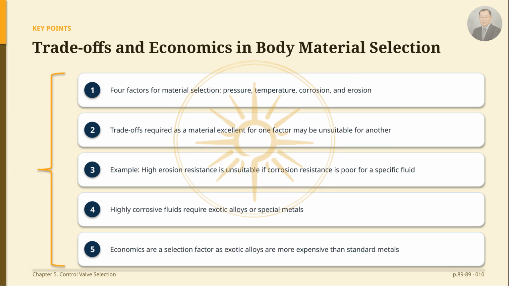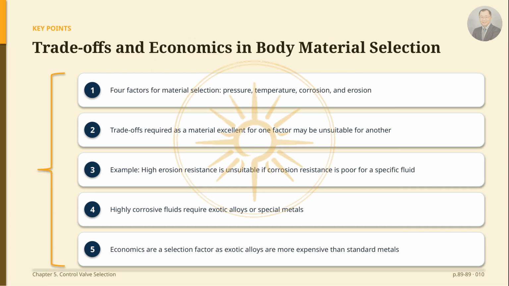I will now discuss the trade-offs and economic considerations when choosing a body material. Since it is not easy to find a material that satisfies all 4 factors, pressure, temperature, corrosion, and erosion, a compromise is often necessary. For example, even if a material has excellent erosion resistance, it may not be suitable for a specific application if its corrosion resistance is poor when handling a particular fluid. Some service conditions require the use of exotic alloys or special metals to withstand the strong corrosive properties of the fluid. Because these materials are much more expensive than common metals, economy also becomes a factor that cannot be ignored in material selection.